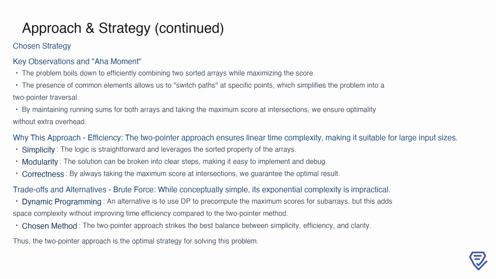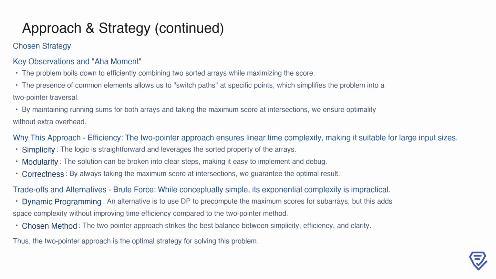The two-pointer approach was chosen based on several key observations. First, the essence of the problem is to combine two sorted arrays in a way that maximizes the score. The presence of common elements simplifies this process, as they serve as natural points for switching between the arrays. By maintaining running sums for both arrays and always taking the maximum score at intersections, we ensure an optimal solution.